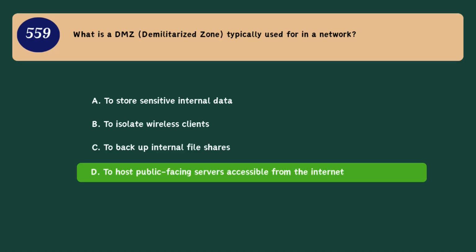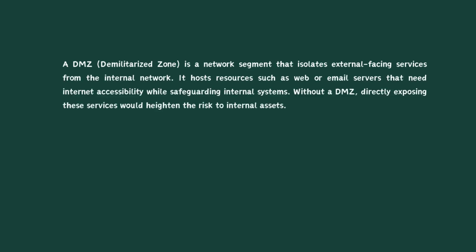Correct answer. D. To host public-facing servers accessible from the Internet. A DMZ, demilitarized zone, is a network segment that isolates external-facing services from the internal network. It hosts resources, such as web or email servers, that need Internet accessibility while safeguarding internal systems. Without a DMZ, directly exposing these services would heighten the risk to internal assets.